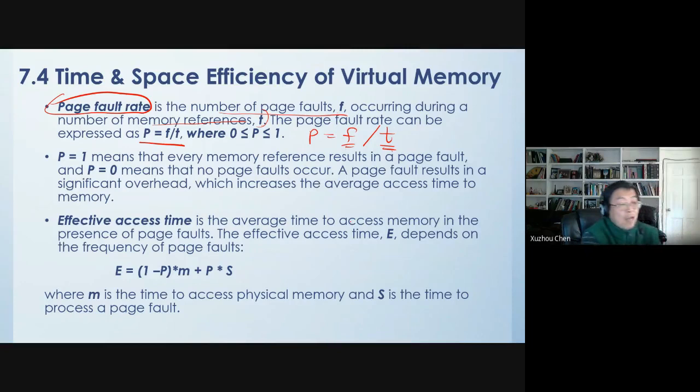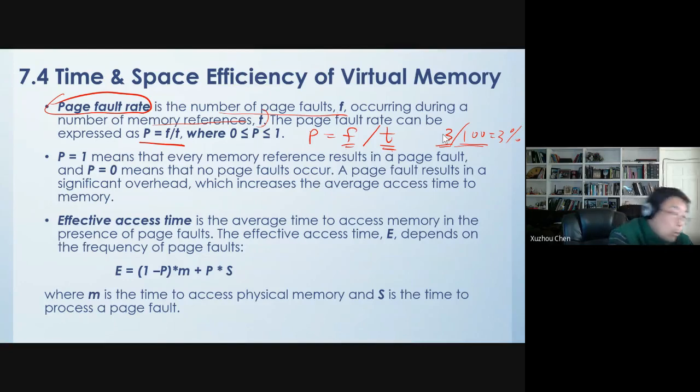If the page has been referenced 100 times and there are 3 page faults, that means it's 3 over 100, so the page fault rate is 3%. If there are 100 page references, but 3 page faults occur, the page fault rate is 3%.